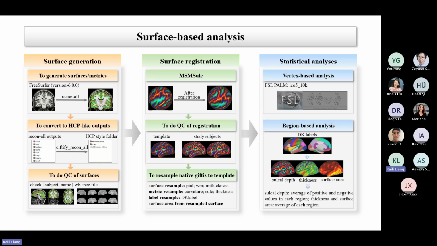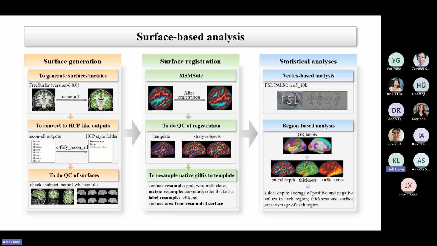In the first part, the surface generation, we need to generate surface using FreeSurfer recon-all, and then we need to convert all outputs into HCP-like styles because outputs from recon-all are not GIFTI files. So we need to use Freesurfer2HCP, a tool to convert our files to GIFTI file format, and then we need to QC the surface, and if the surface is good, then we can move on to surface registration.